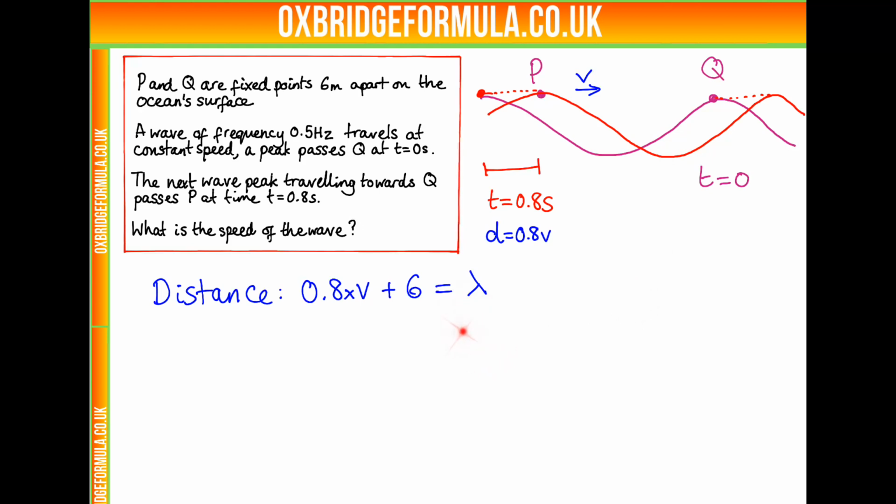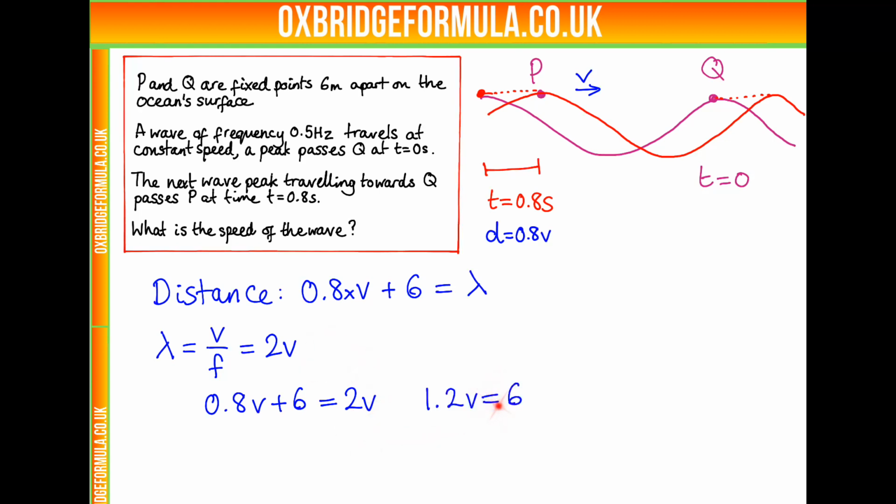And then we know the wavelength is the speed of the wave divided by the frequency. Dividing by 0.5, or a half, will just give us 2v. So if we put this in, 0.8v plus 6, which is the total wavelength, or the total distance travelled in this period, is 2v, using the relationship that we found above.